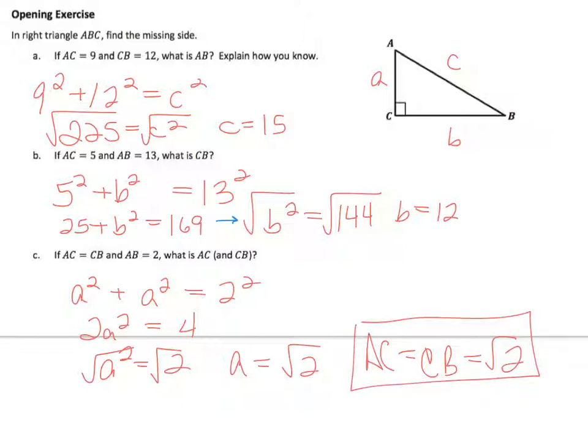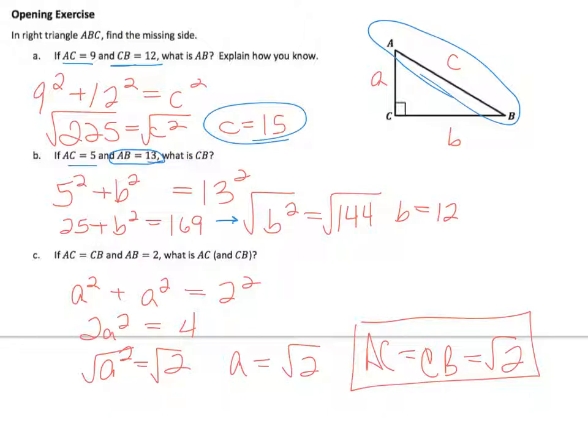What I'd like to point out here is our hypotenuse, which is AB, is always the biggest measurement of every triangle. So the hypotenuse is always going to be the longest side, right? So if that's 2, that is bigger than the square root of 2. Just want to refresh our memories on that one because it'll be helpful as we go through the lesson.